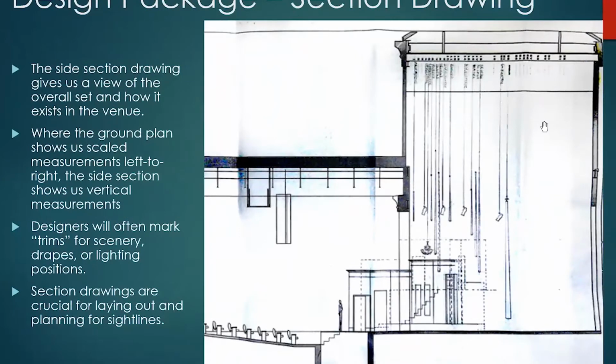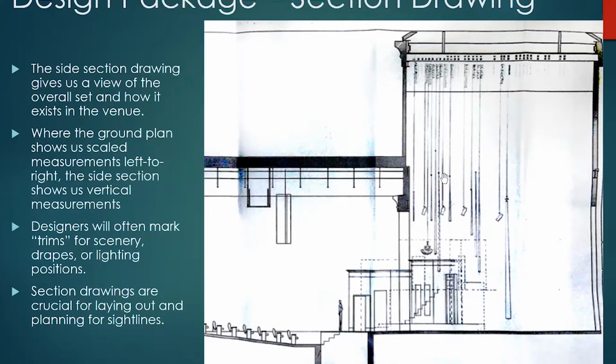So if you look up here, we're looking at the side view of the entire Bean Brown Theater. We can see the side of the set that's sitting there in space. And we can also see up into the fly house. All this dead space is really important. It's where we put stuff.